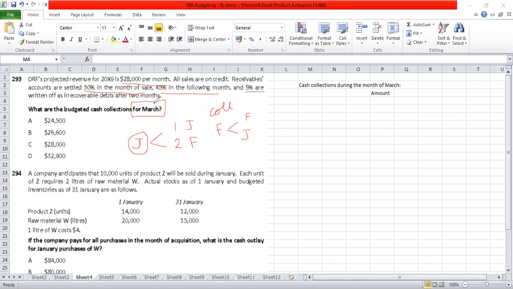Now, which month are we talking about? March. So, if the amount is collected during March, we are looking at what are the cash collections. Cash collections of the March month will be collected. Cash collections of the previous month, which is February, also will be collected. How much of the amount of the same month will be collected? 50%. Okay, done.